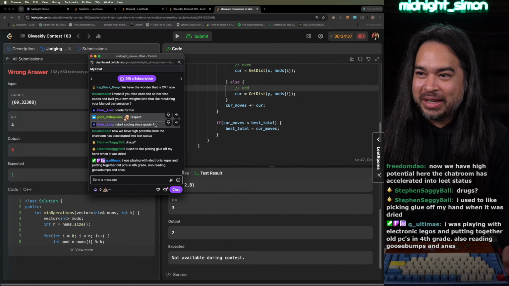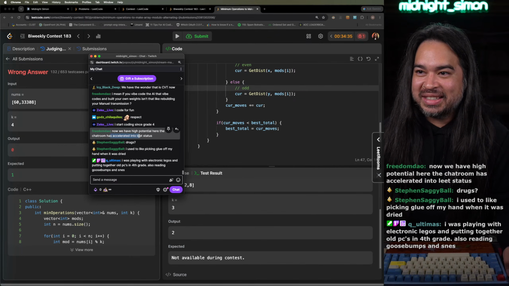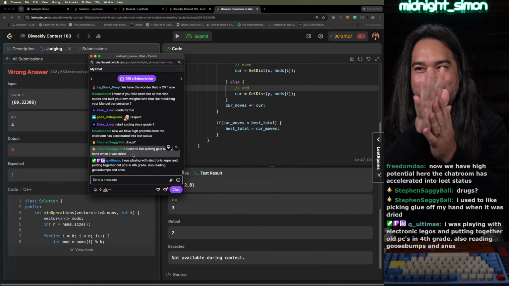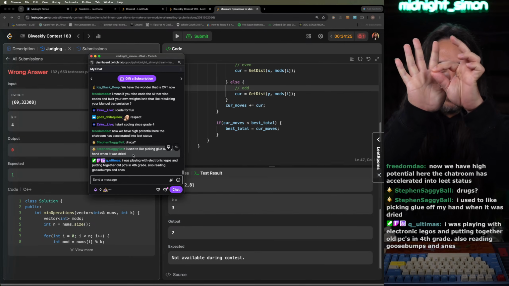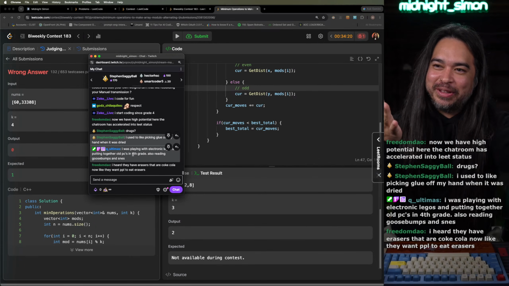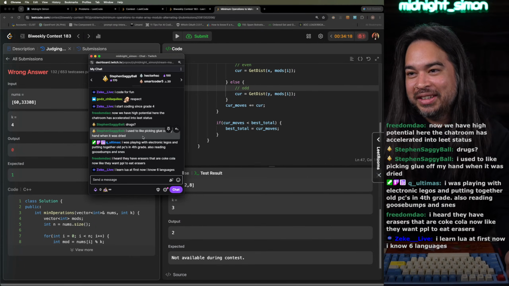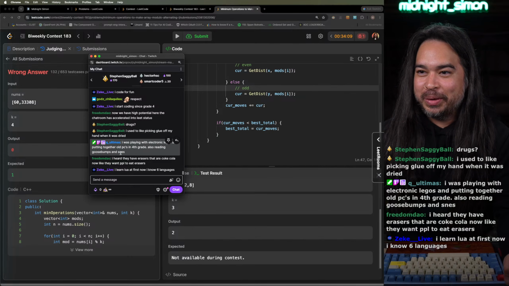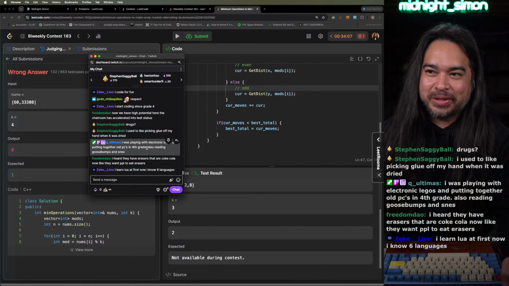Now we have high potential here. The chat room has accelerated into Leet status. It's like picking glue off my hand. Yeah, I used to do that too. I used to put the whole glue on my hand and then peel a whole, like, you do layers and then you peel the whole thing off, man. I was playing with electronic Legos and putting together old PCs in 4th grade. Also reading Goosebumps.